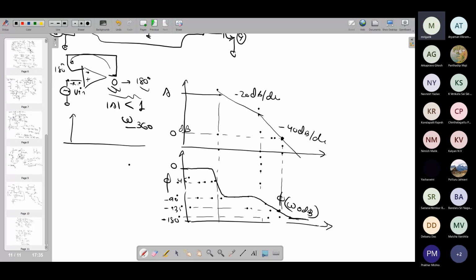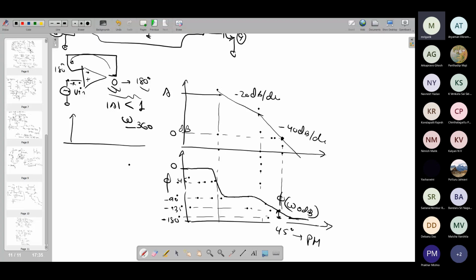So we need to see at what frequency the phase shift from this positive input to the output is actually becoming 180 degrees. That's what this phase plot is showing, at what frequency it is going closer to 180 degrees. Now in this particular plot, the way I have drawn, at omega 0 dB you have a phase shift of minus 135 degrees. That means you have an additional margin of 45 degrees, right? So that becomes your phase margin.